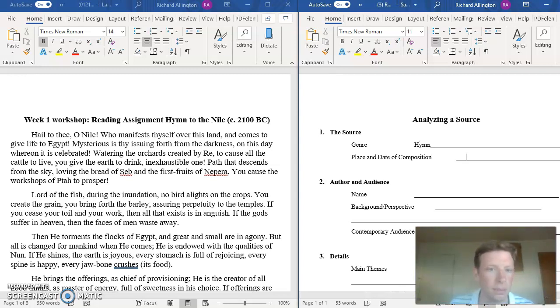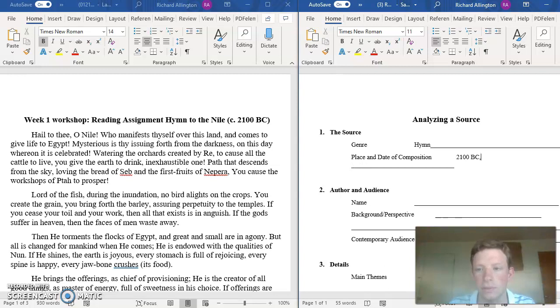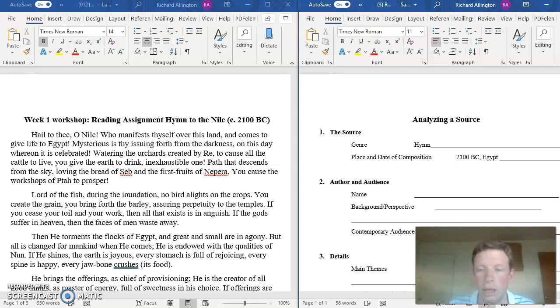Move down, look at the place and the date of composition. We don't have a particular specific location here, but we do know that this is written in Egypt. It's clearly written by someone who has a sense of life in Egypt, and the date is given to us. So it's written 2100 BC, Egypt. With these assignments, we want to be as specific as it's possible to be, but the source doesn't give us any greater specificity than that it's constructed in Egypt.